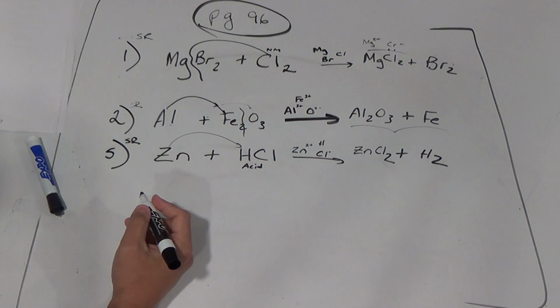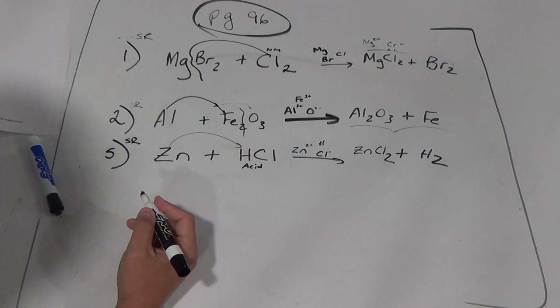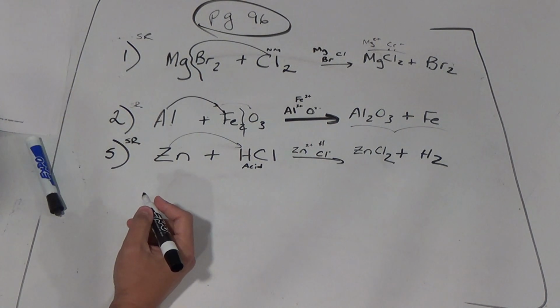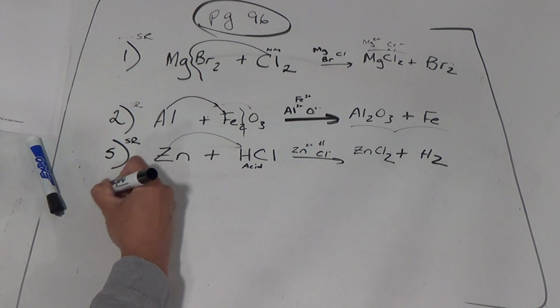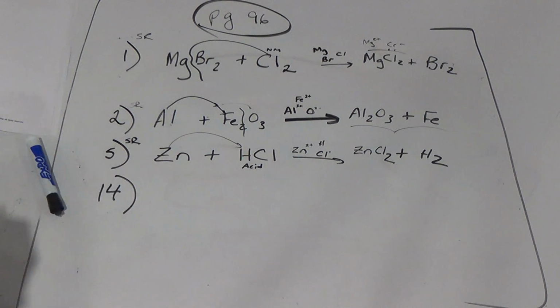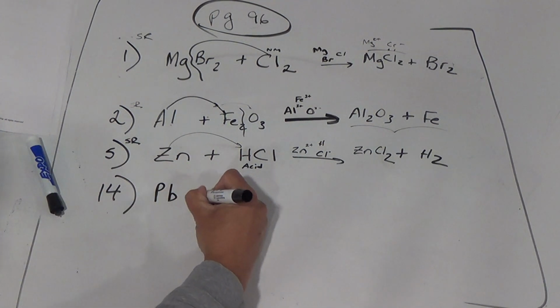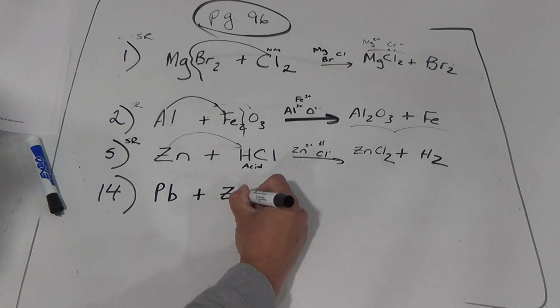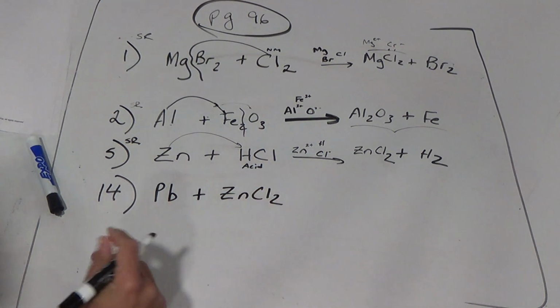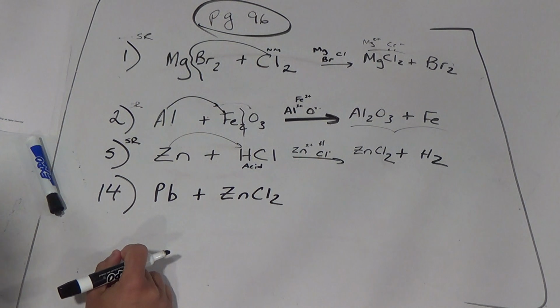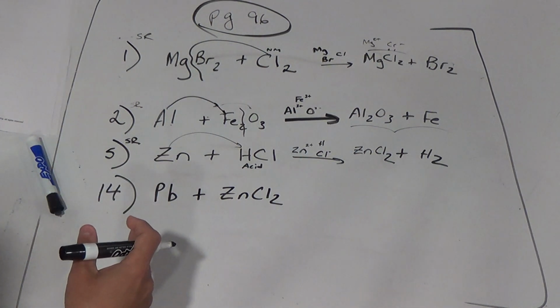Let's see. I'm trying to look at ones that you could do at this point that are single replacement. I just want to do single replacement. Go to 14. Don't worry, we'll be doing the other ones soon. Take a look at 14. You've got lead plus zinc chloride. Okay, why don't you try it? Take a minute, pause it, and try it.